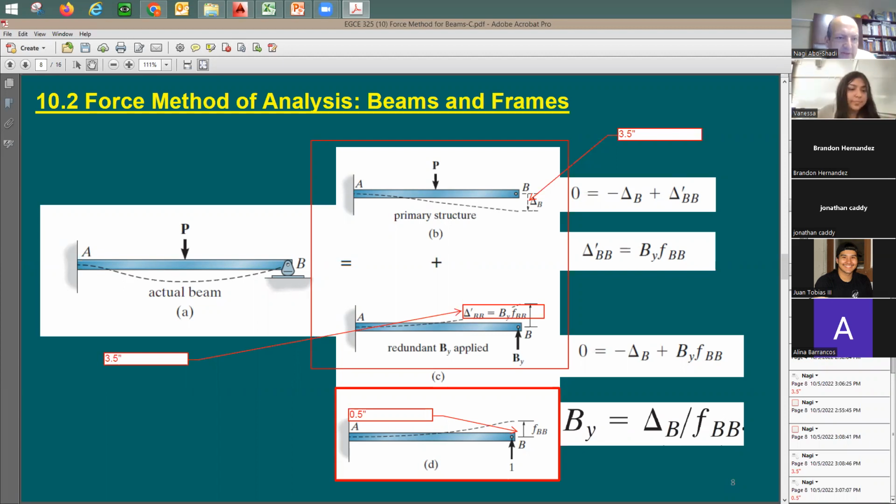Vanessa, would you like to explain it to us? Yeah, so for part G, you mentioned that we need to find FBB, and the way we're going to do that is by using virtual work. First we want to know how many kips, because we can't just do one, because we know that from the primary structure, the change at B is 3.5. So in order to find the kips, we would have to divide 3.5 by 0.5, which would give us 7.